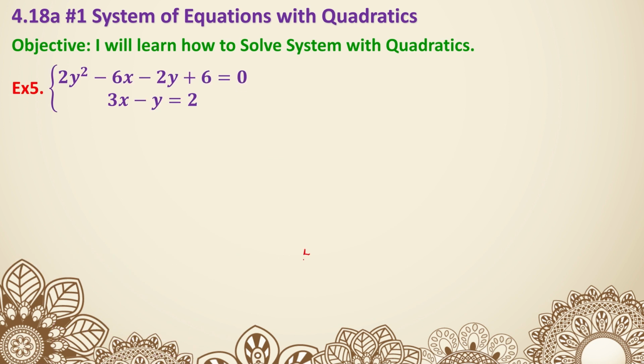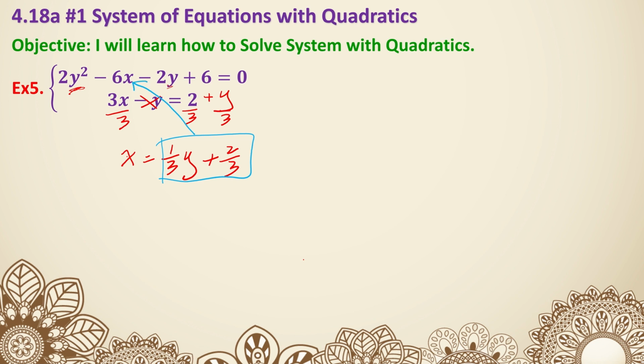On this one, we have y squared and a y, so it wouldn't be easy to replace the y. In this case, it's actually easier to substitute the x. So I'm going to add y on both sides, and then divide both sides by 3. That's going to get us x equals 1/3 y plus 2/3. Afterwards, we can replace the x in the other equation.